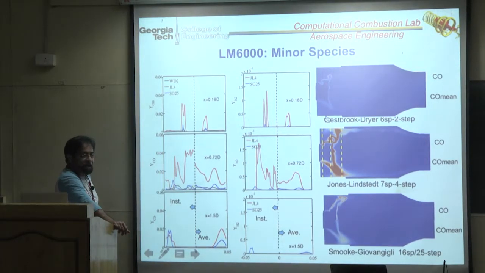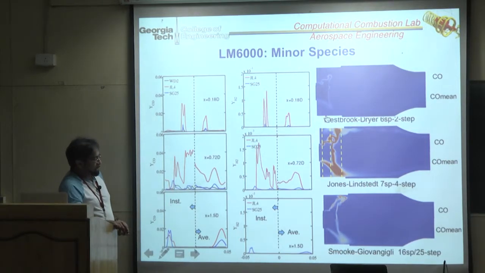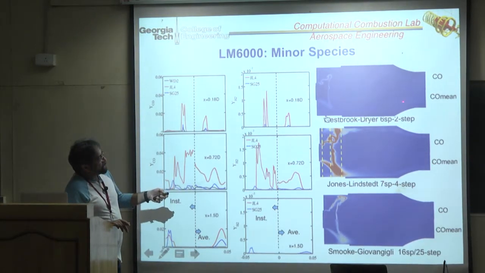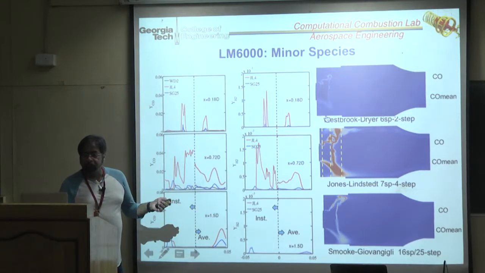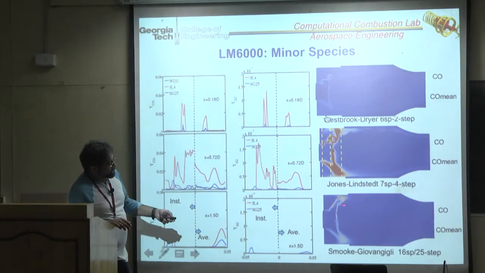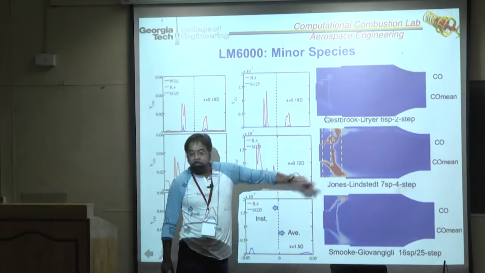So if you said two-step is bad, let's go to four-step, that's not necessarily true, because four-step is predicting a lot more radicals. The CO is way off compared to the Jones, the more detailed mechanism. On the other hand, for the CO, you can see the pictures, how different this is. The Westbrook Dryer basically doesn't predict much CO at all. It's only showing a little bit of CO in the flame front, while this one is showing that most of the CO is produced at the edge of the flame. While this one is completely gone berserk.